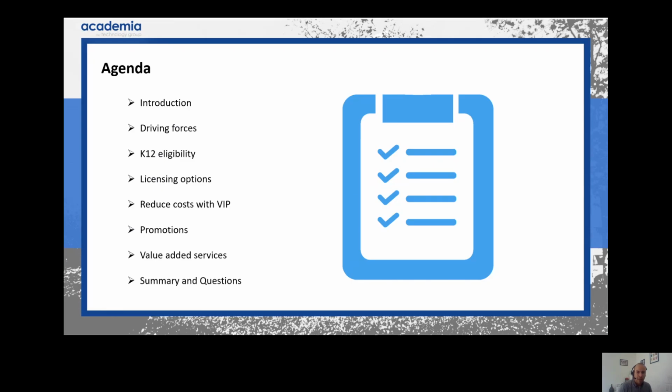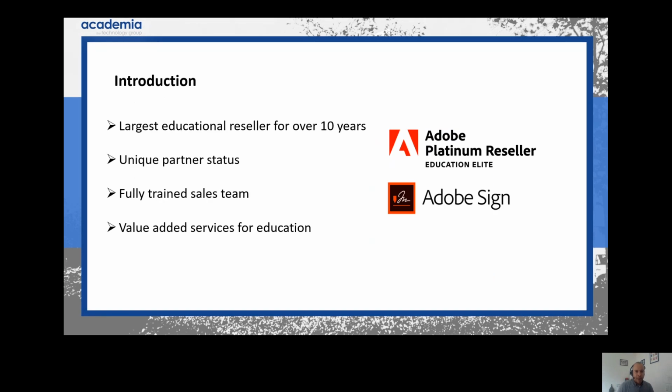Agenda-wise today, we're just going to give you a bit of an introduction and overview of our relationship with Adobe. We'll talk about some of the driving forces which we've seen resulting in a shift from device towards user-based licensing. Really important slide around K-12 eligibility, a great way of really reducing costs for the sector. And we'll then go back into licensing, so the options you may have and how you can reduce cost under a VIP agreement. We'll then talk about promotions that are currently available and some value-added services to help support your needs before we summarise.